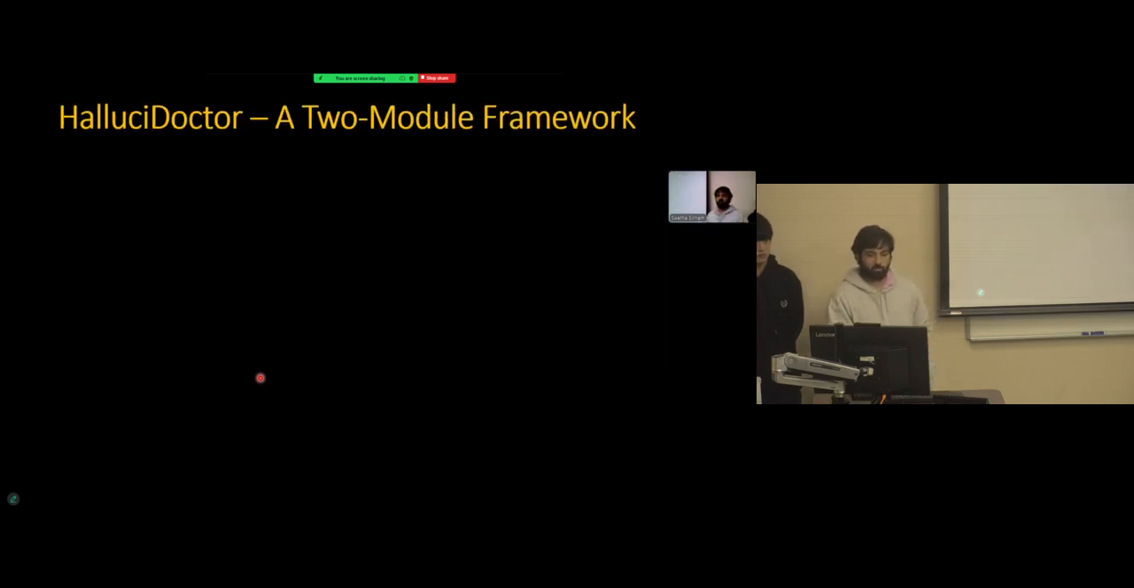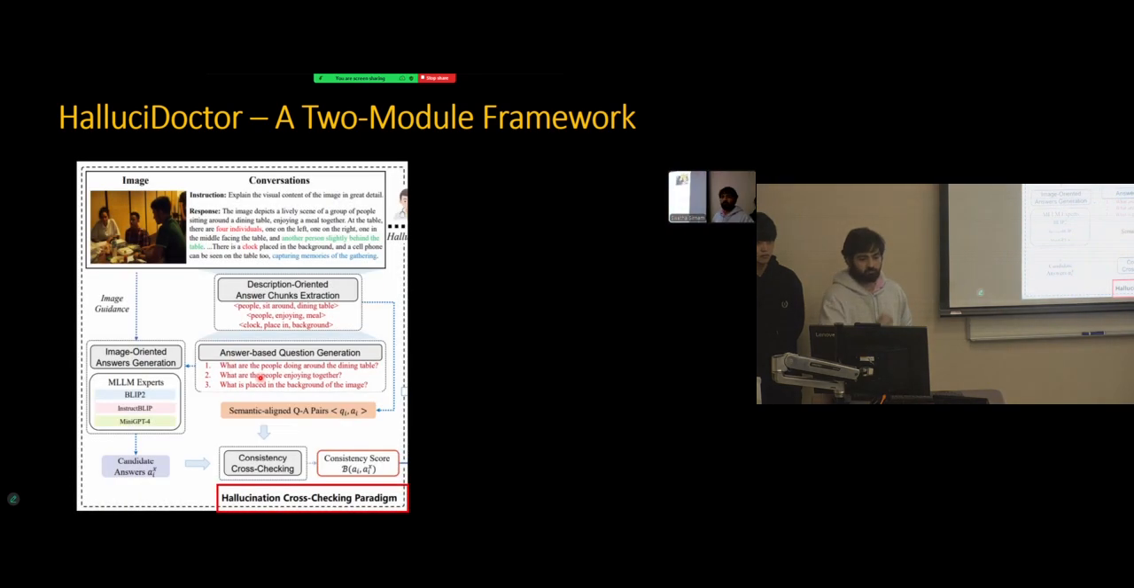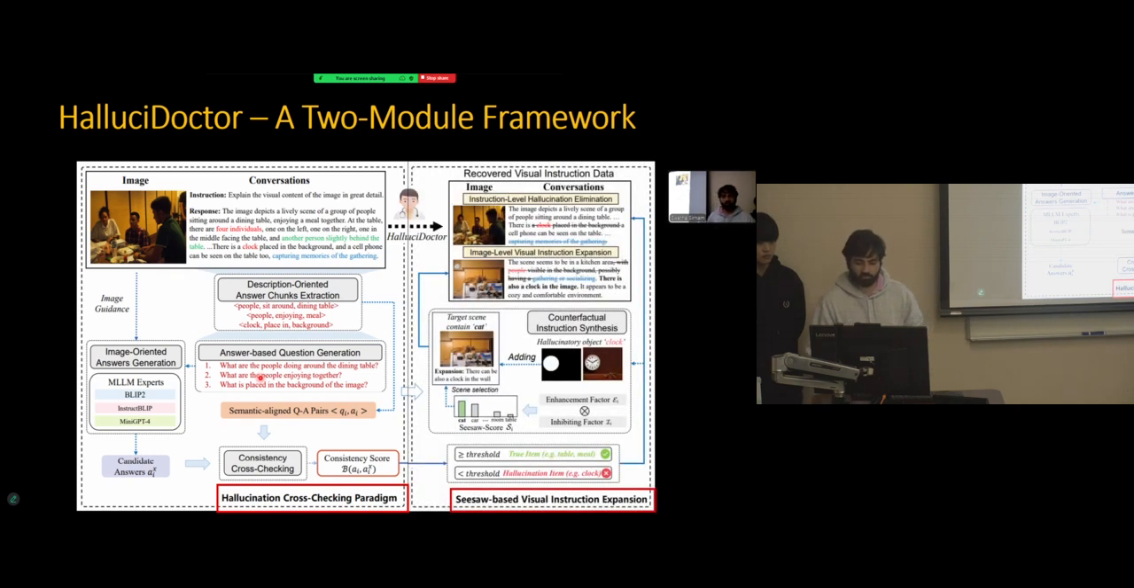Now let me talk a little bit about the actual framework and how it works. This is the first module, which is the hallucination cross-checking paradigm. And this is the second part, which is the seesaw-based visual instruction expansion. This is the part where they add counterfactual examples. We'll go into detail on each step and how the entire framework works, but this is just a general overview so everyone can have an idea.